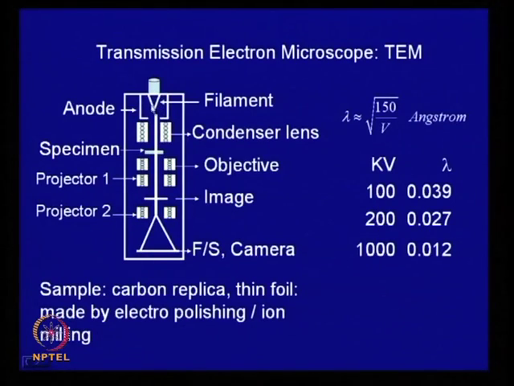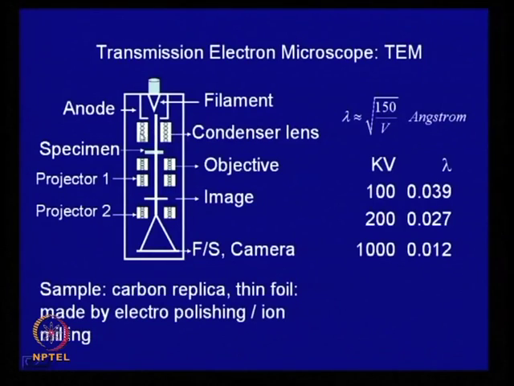If it is heated, it emits electrons, and these electrons can be accelerated by applying a large voltage between the anode and this cathode, that is the filament, a high voltage of the order of 100 or 200 kilovolts, and the ray of electrons moving at a very high speed will pass through. They can be condensed using lens.